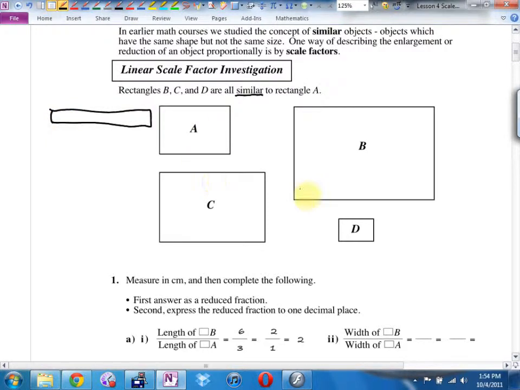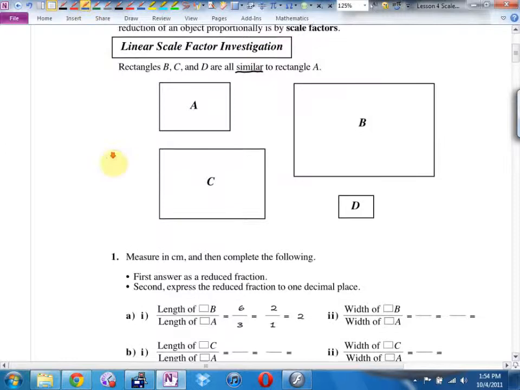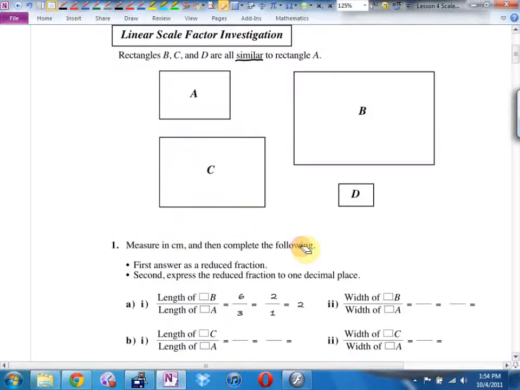What I'd like you to do is take about 30 seconds right now. It says, measure in centimeters and complete the following. I'd like you to measure the width of A, the height of A, the width of B, the height of B. Measure the length and width of all 4 rectangles and just write them on there really quickly. That's why you have a ruler. And it's kind of fun to measure things.